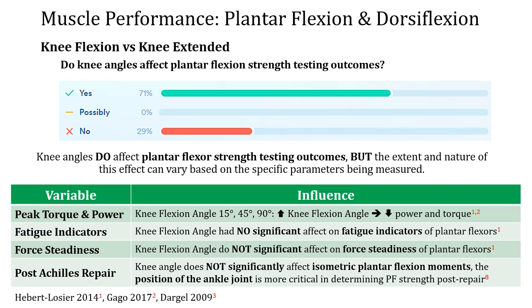Fatigue indices: the knee flexion angle has no significant effect on fatigue, on force steadiness, nor post Achilles repair. It doesn't really affect the isometric plantar flexion moments. The position of the angle is a more critical determinant of the plantar flexion strength, and that can help guide your determination as to what position you may want to test in. Again, it has been shown that there's a slight bias towards the soleus with more knee flexion, as well as with a greater dorsiflexed position of the ankle.